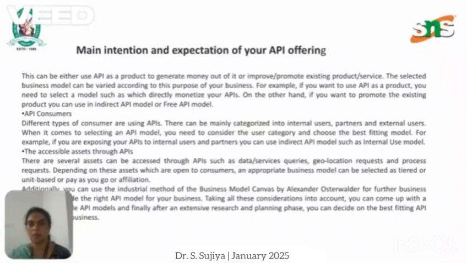Different types of consumers are using APIs, and they can mainly be categorized into internal, partner, and external users when it comes to selecting an API model. There are also several assets that can be accessed through an API, such as data service queries, geolocation requests, and process requests. Depending on these assets which are open to customers, an appropriate business model can be selected.